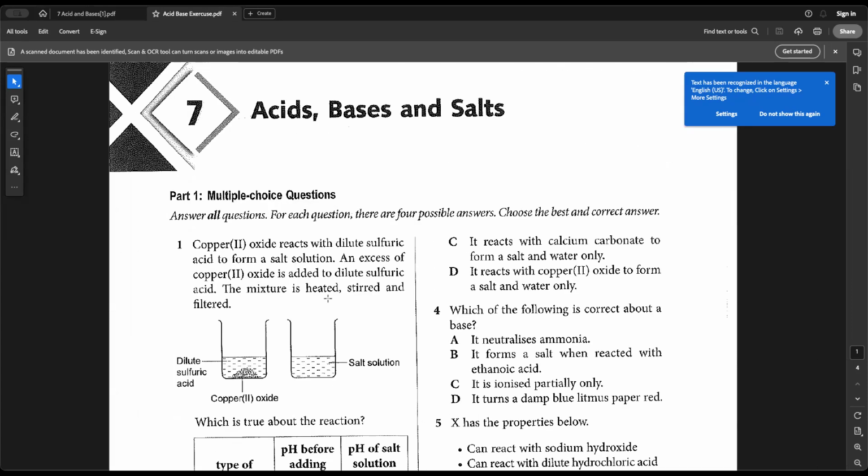I notice our students always struggle with stoichiometry. I don't know why. Stoichiometry, the calculation, I don't know why. To me, it's the easiest because it's got to do with numbers, right?